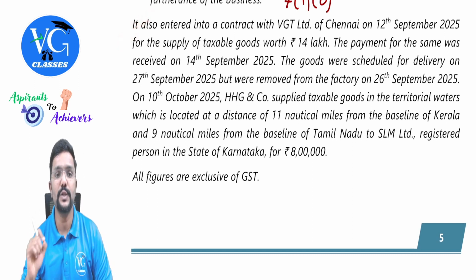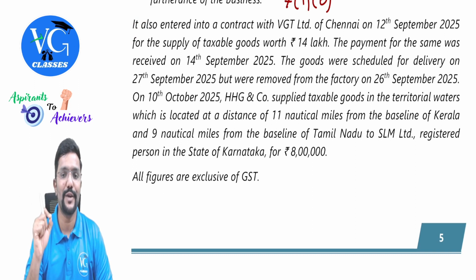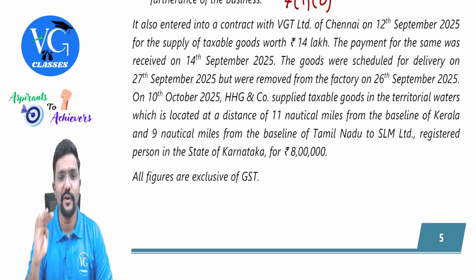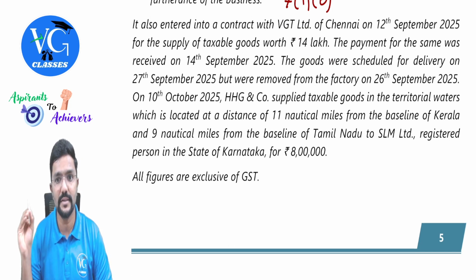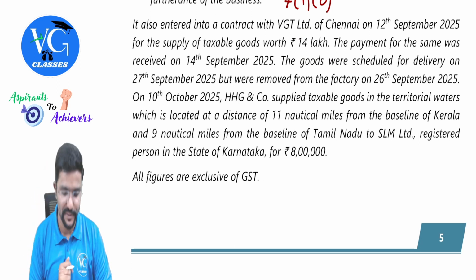Next, it also entered into a contract with VGT Limited of Chennai on 12th September 2025 for the supply of taxable goods worth 14 lakh. The payment for the same was received on 14th September. The goods were scheduled for delivery on 27th September but were removed from the factory on 26th September 2025. Guys, they have asked with respect to the due date to issue invoice.